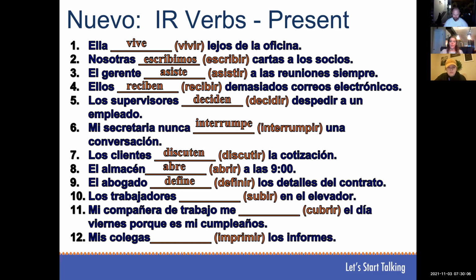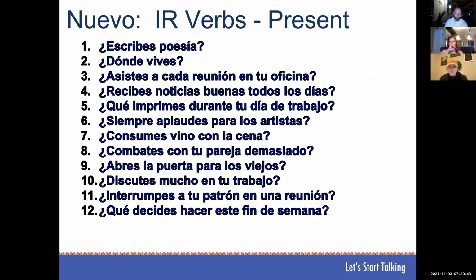Los trabajadores suben en el elevador. All right, you were just asking me about an elevator going up, Carly, on the last slide. So that's elevador, that's elevator. Mi compañera de trabajo cubre el día viernes porque es mi cumpleaños. Mis colegas imprimen los informes. Muy bien. Nice job with that.